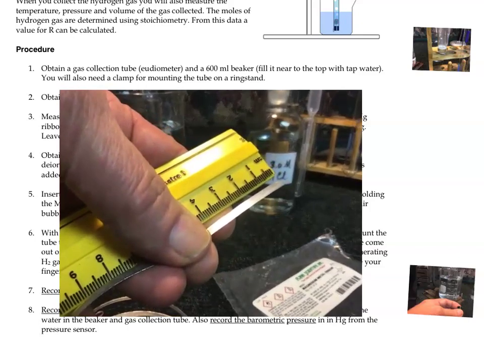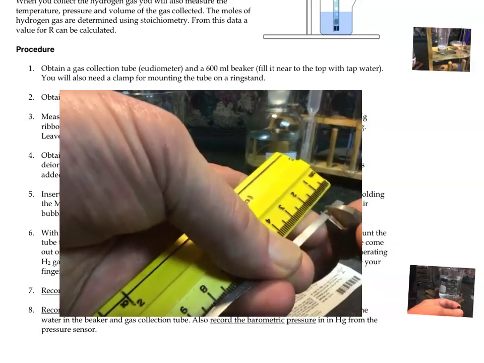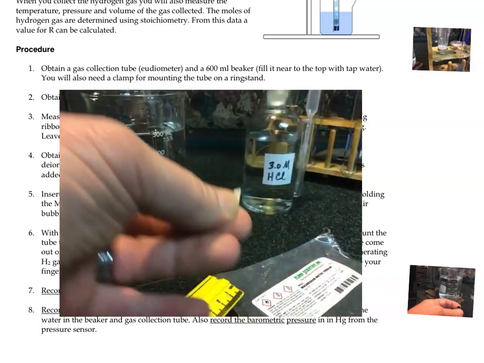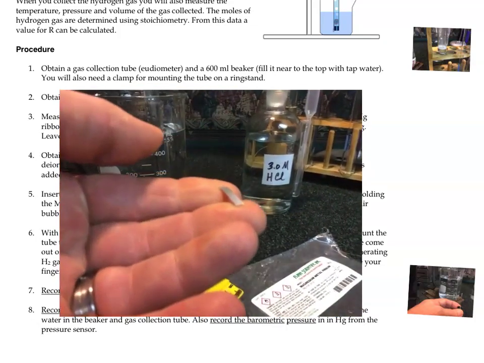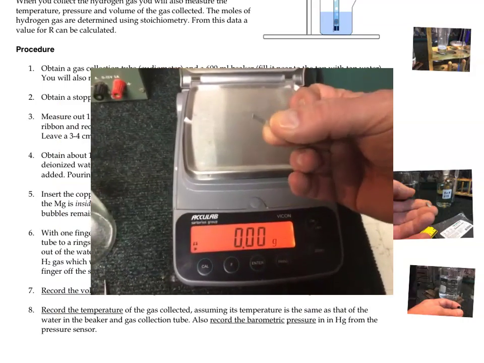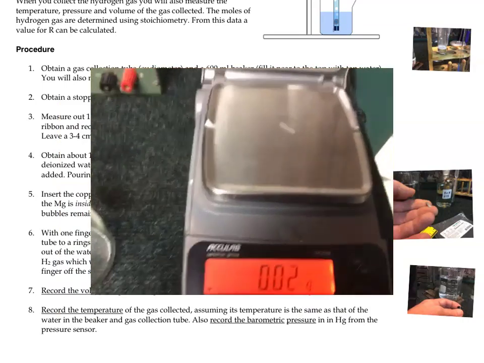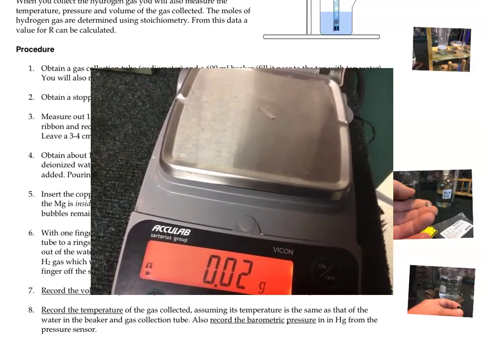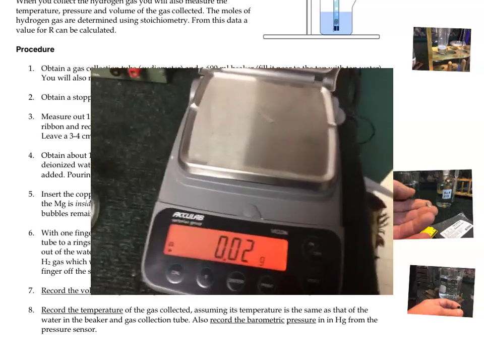Okay, here's our magnesium, about 1.5 centimeters. Now, what we do need to do is find out the mass of it. We have to put our magnesium on the scale. Now, it would be better to have a more precise scale, but this is the best we got. 0.02 grams.